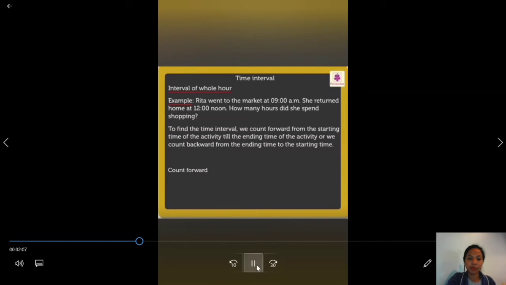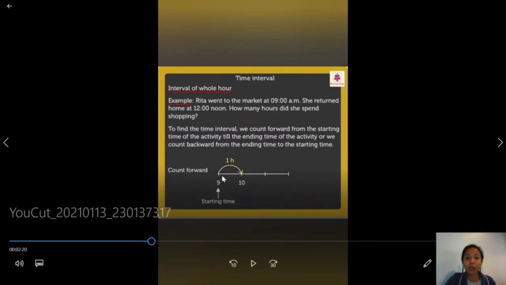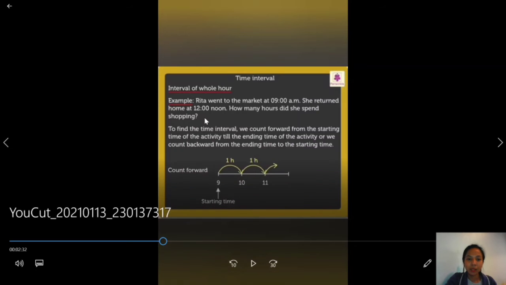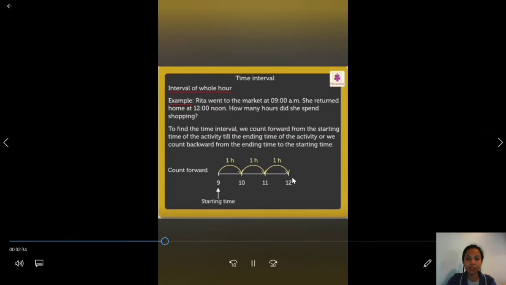Now let's solve. To count forward, from 9 o'clock, the starting time, add 1 hour, because after 9 o'clock the next is 10 o'clock. Then after 10 o'clock, the next time is 11. So add 1 hour, 11. What time is it after 11 o'clock? It's 12. So add 1 more hour, 12.